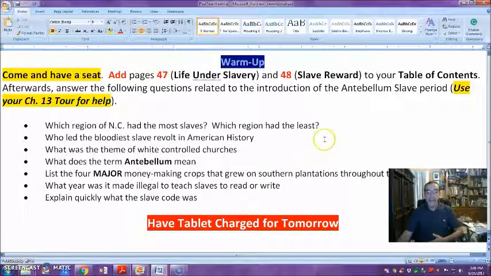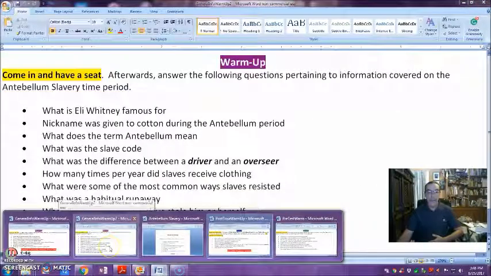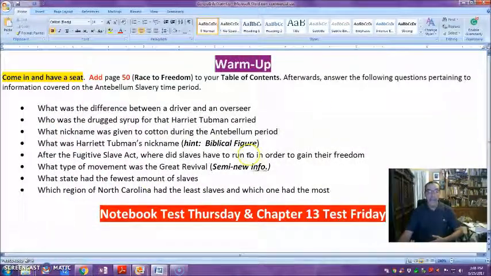This is another that mentions antebellum, the question of antebellum, the money-making crops. Again, these are warm-ups that are based on the antebellum period. There's questions on antebellum, some new information, and then an announcement for the notebook test.